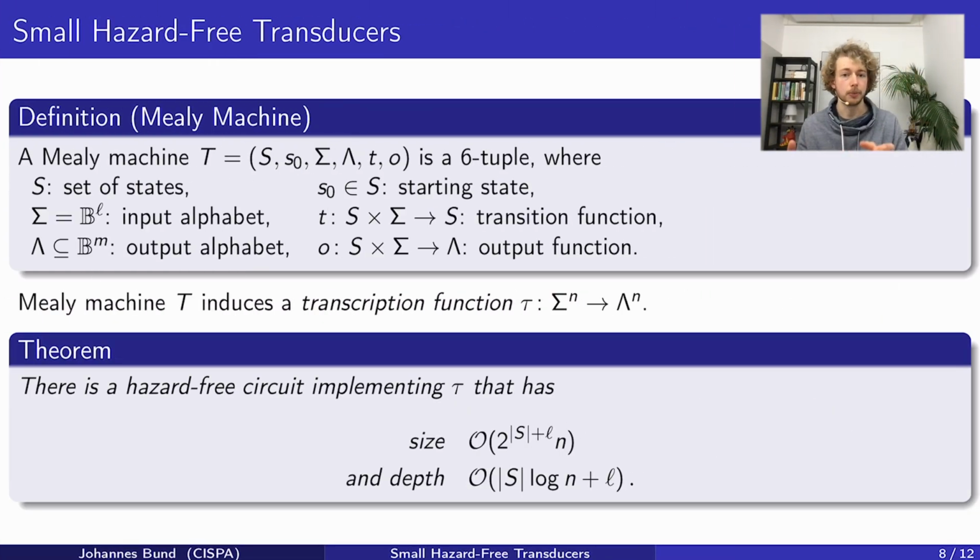So, the main result of the presented paper is that there is a hazard-free circuit implementing transcription function tau, and this circuit has size linear in n and depth logarithmic in n. To be more specific, the size is given by 2 to the size of the state space plus the size of the input encoding times n, and the depth of the circuit is given by the size of the state space times log n plus the size of the input encoding. Which means for constant size state space and constant size input encoding, this is asymptotically optimal, though constants might get large and impractical for large Mealy machines.